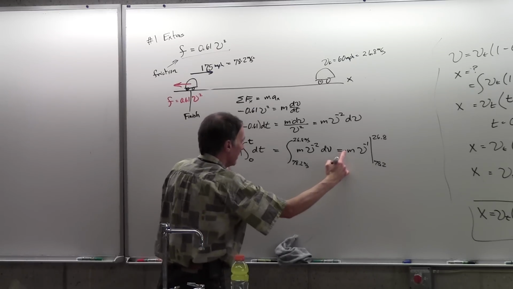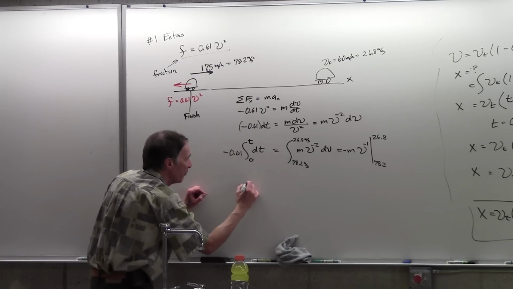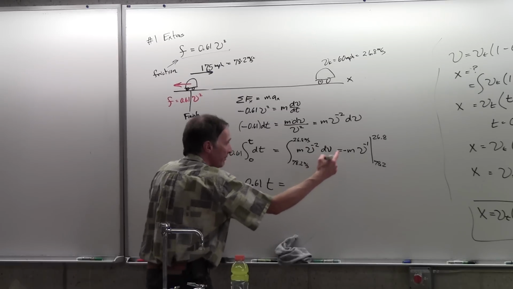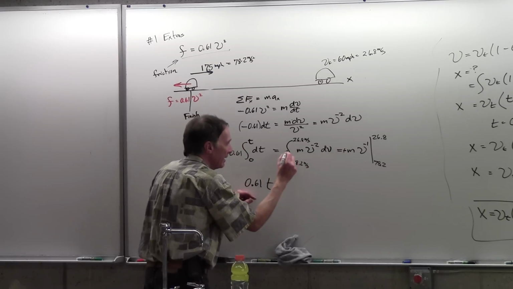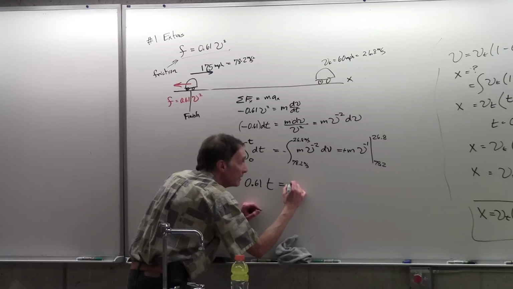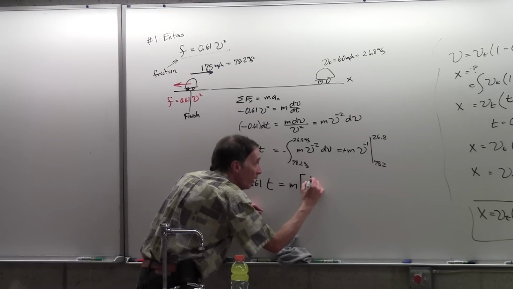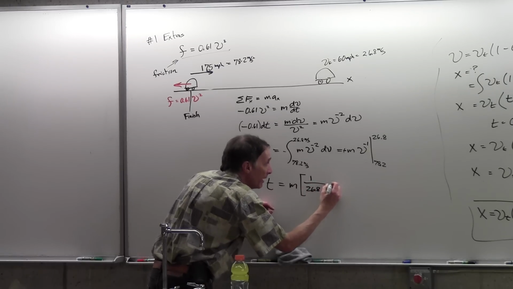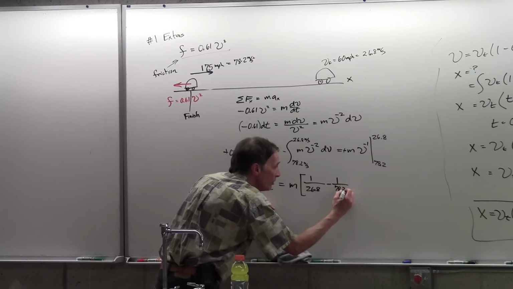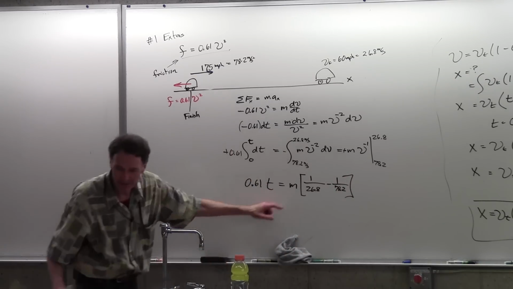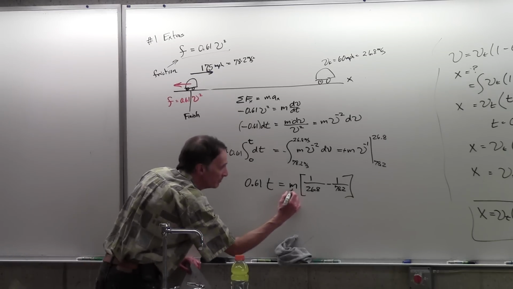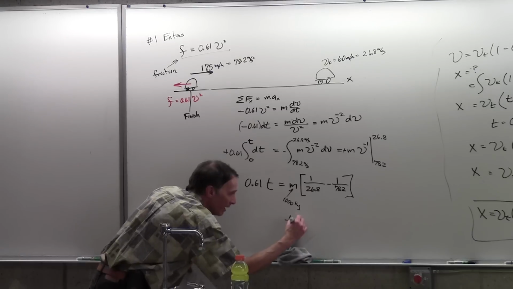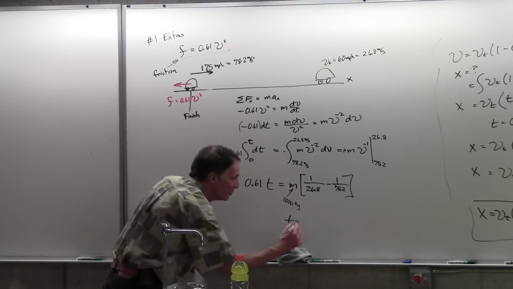Okay, I think that minus sign will cancel over here, so I end up with 0.61 t is going to be equal to, again, these minus signs are going to cancel through here, mass times 1 over 26.8 minus 1 over 78.2. Anyway, you can do the math. It gives us the mass of the car, 1,000 kilograms. And you can solve for the time. I solve for it and got 40.2 seconds.